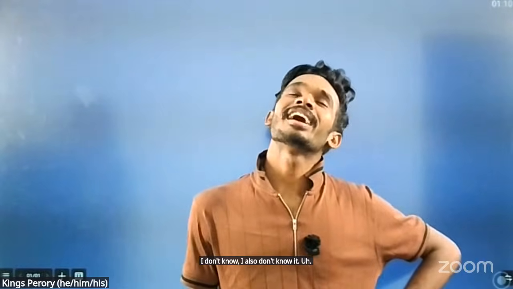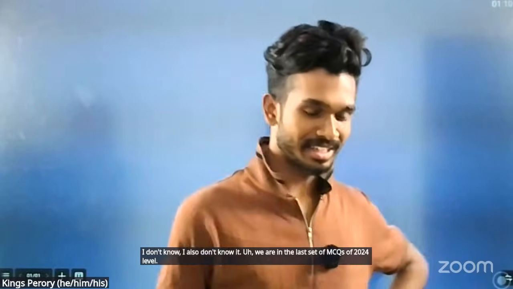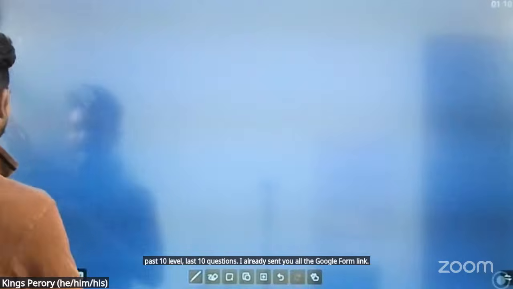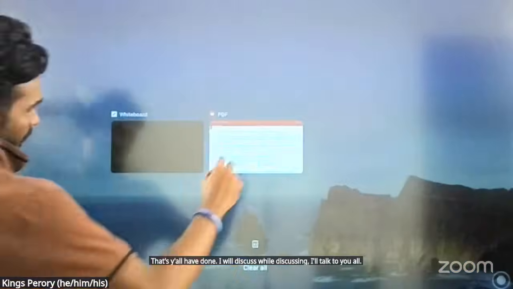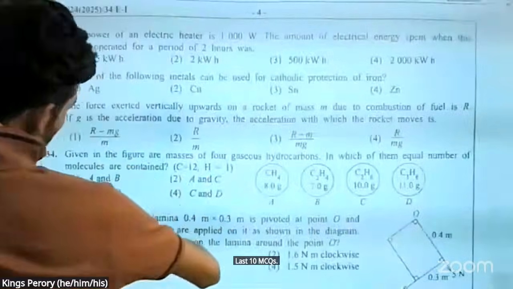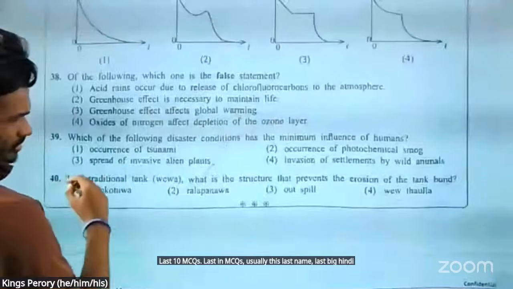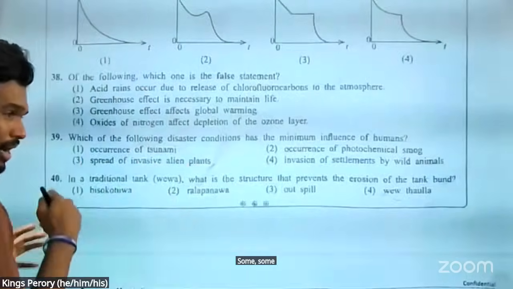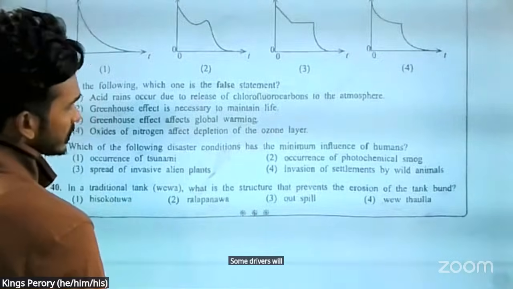We are in the last set of MCQs of the 2024 O level, the last 10 questions. I already sent you all the Google form link, as you all have done. I will discuss while discussing. Hurry. Last 10 MCQs. Usually these last 10 MCQs are a last bit again, some general things, biosphere things, whatever section. Sometimes we feel those things are also hard.